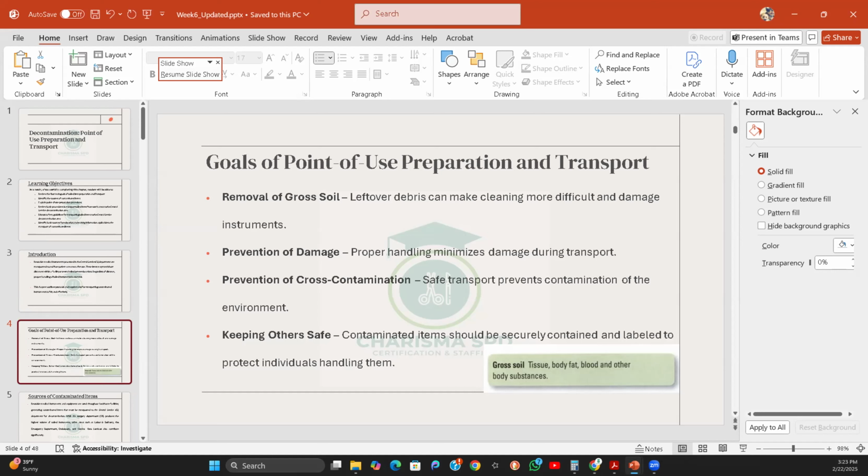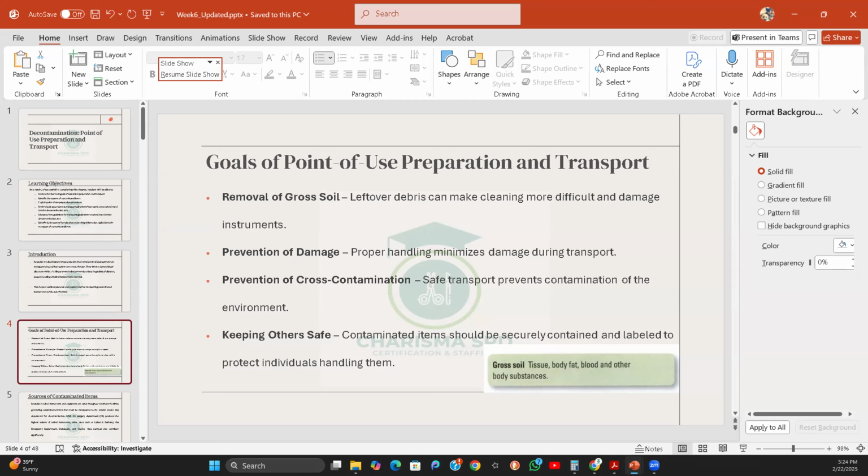When the instrument is used, depending on the procedure, some procedures are very light. The instrument might even come without indicating that it was used. Others come with a lot of tissue, fats, and blood on them. The main goal of point of use preparation is to remove as much of the fat, the blood, the tissues, and the bone chippings as we can, so that we can transport these instruments to decontamination safely and conveniently.